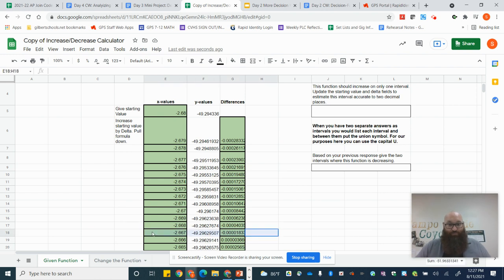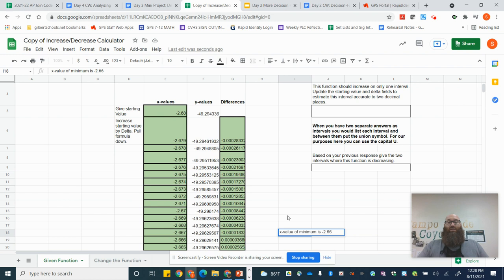Notice here, we look at our table, I see my last decreasing, my first increasing, and here I see that the x value is negative 2.667, negative 2.666. This would tell me that the x value of that minimum is negative 2.66. Okay. Now, obviously, there would be more decimal places that would come, but if our goal is to get just 2 decimal places, there we are.